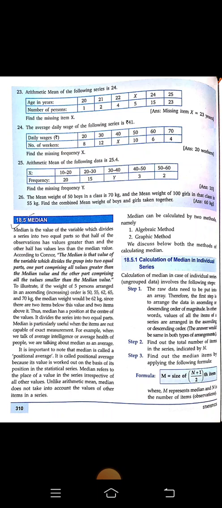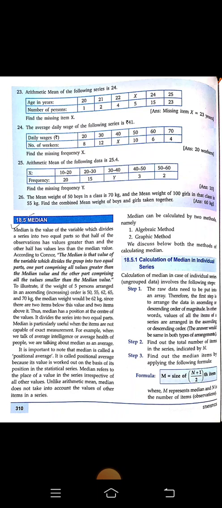Median means mid value. To illustrate, if the weights of five persons are arranged in ascending order, that is 50, 55, 62, 65 and 70 kg, the median weight would be 62, since there are two items below this value and two items above the value. Thus, median has a position at the center of the values. It divides the series into two equal parts. Median is particularly useful when the items are not capable of exact measurement.